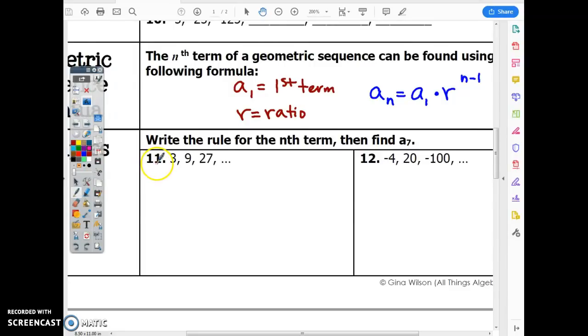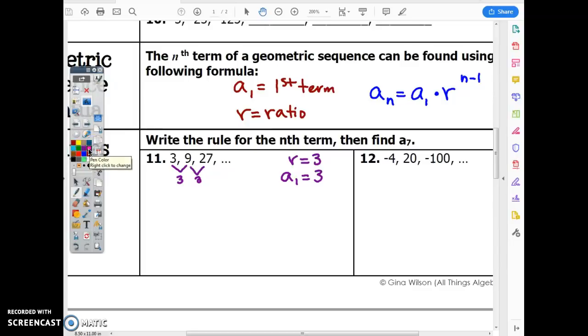So let's do problem number 11. Okay? Let's figure out the ratio. Remember how we figured out the ratio before? 9 divided by 3. So the ratio is 3, right? Every time you're multiplying by 3. So let's put that right here. R equals 3. So you always find the ratio. And then you know that a sub 1 is what? The one that you started with. What did we start with? The 3. The first term, right? So we need those to use in the formula.